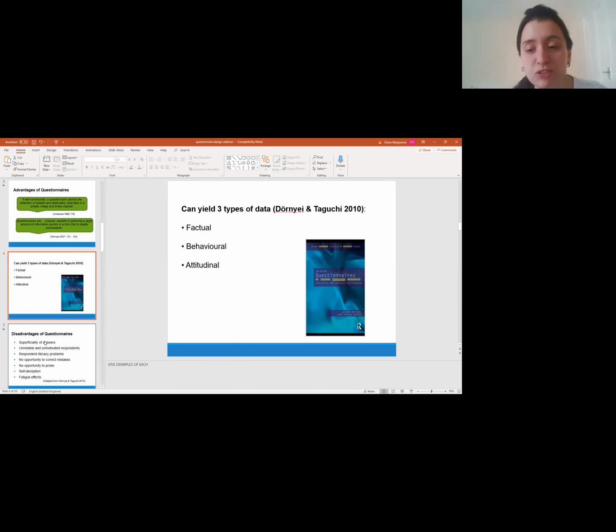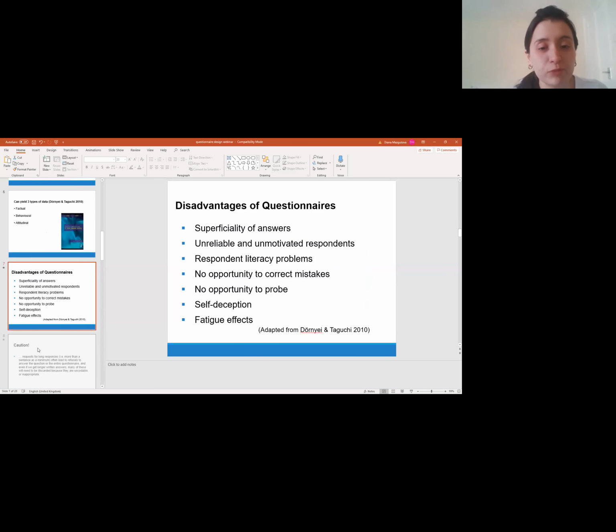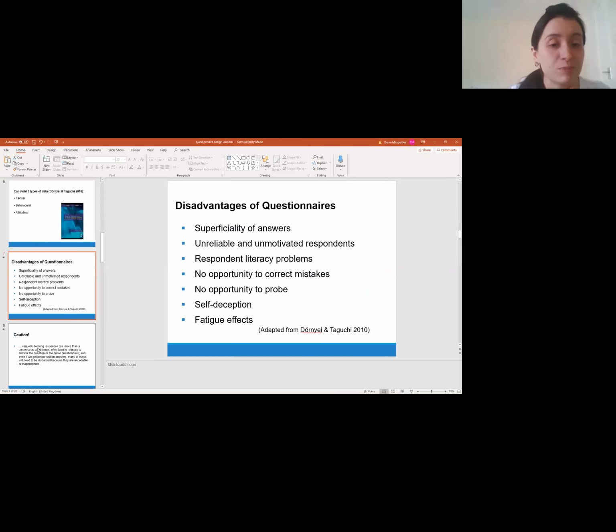If you access this book by Zoltan Dornyei and Taguchi, you can find a bit more information and some more examples on the types of data. So let's move on then to some of the problems. And why are we talking about problems? Because it's very easy to produce unreliable and ill-constructed items in the questionnaire. That's why we need to think about what to avoid and what kind of problems you might actually experience in designing your questionnaire. So the first type of problem, as you can see, is superficiality of answers.